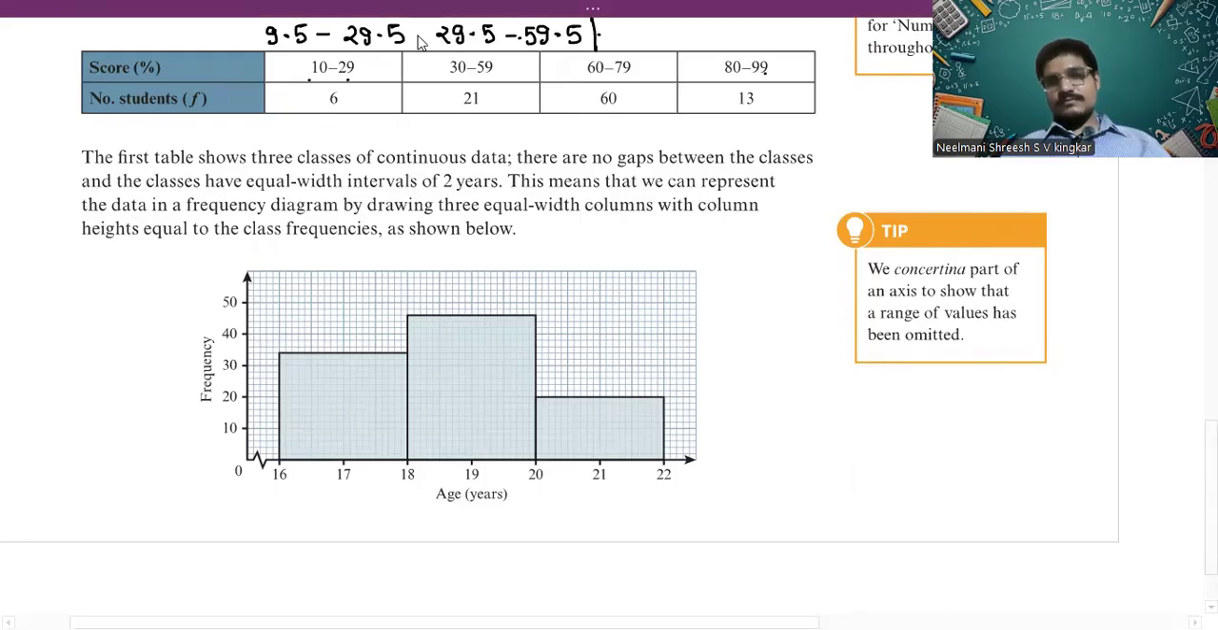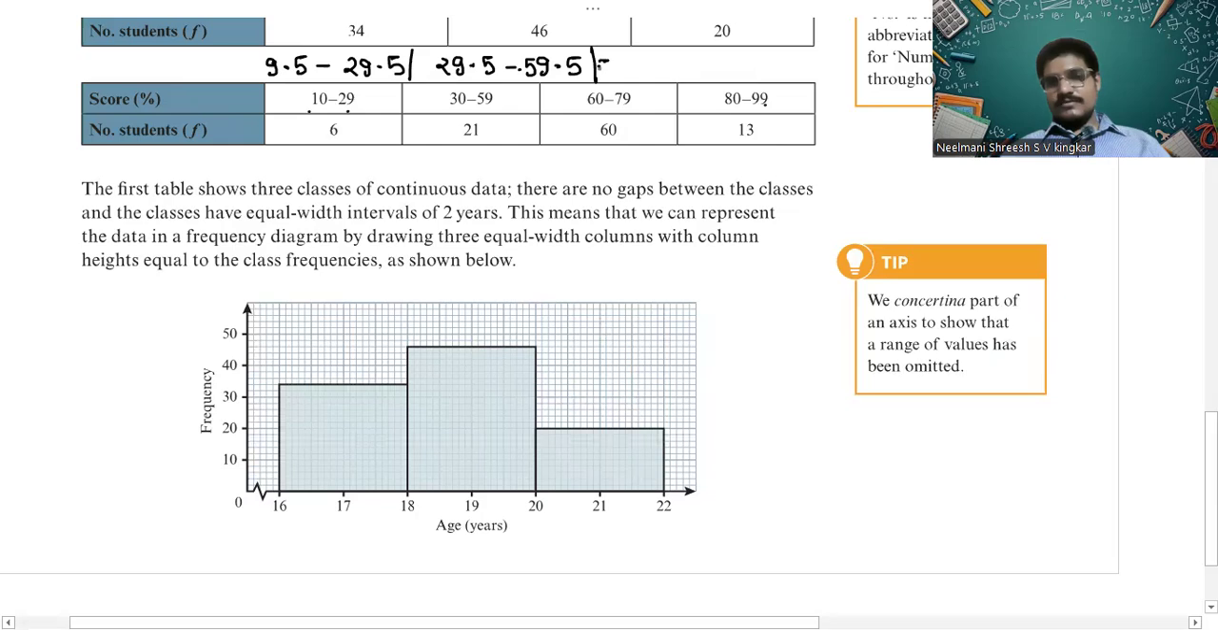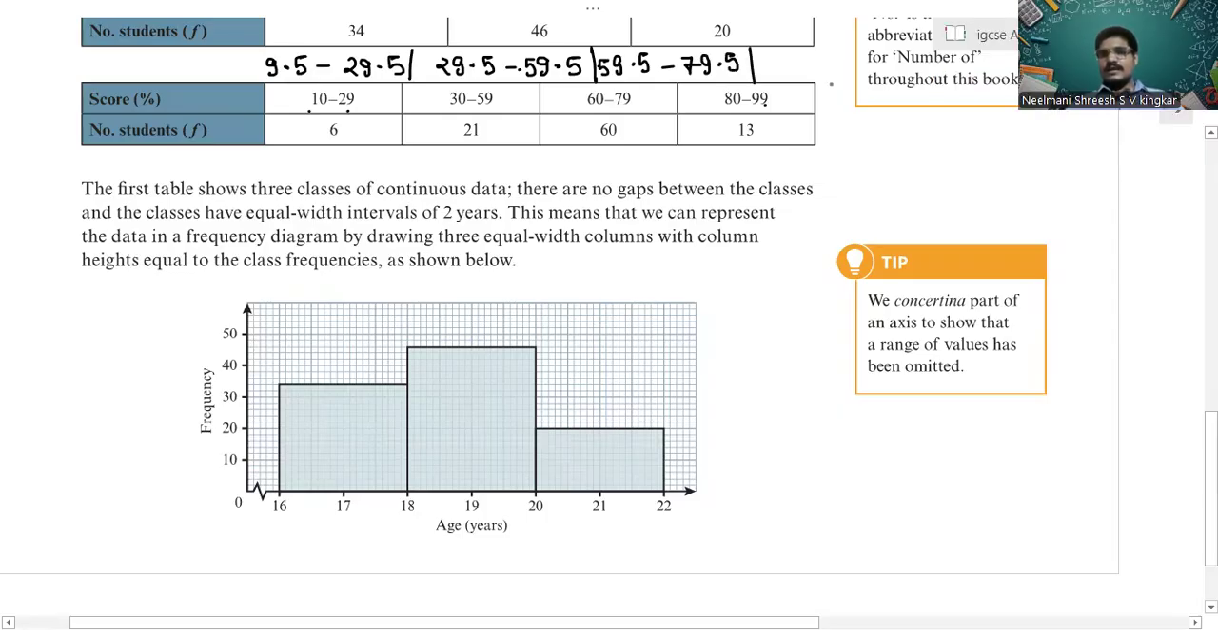Again, this will become 59.5 to 79.5. And the last one will become 79.5 to 99.5. Now this has become continuous data, because the point where your first class ends is the point where the second class starts. This is important to check always. If it is not, you have to make it.